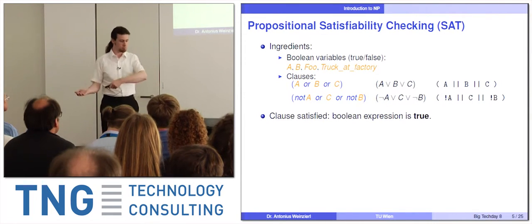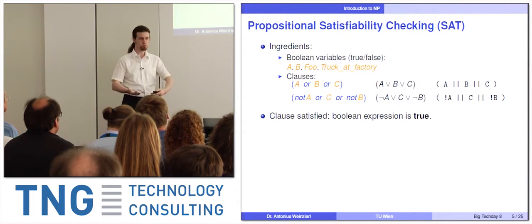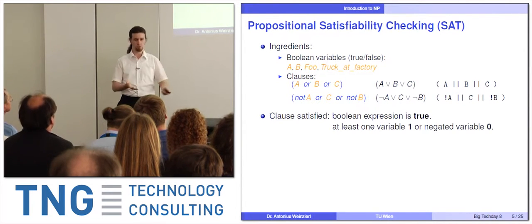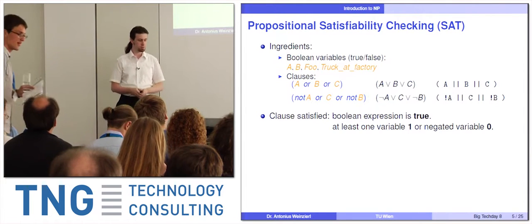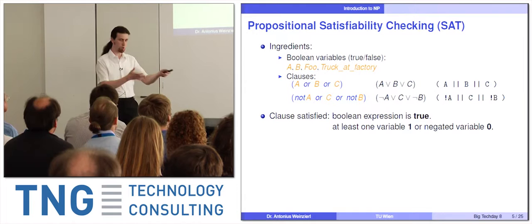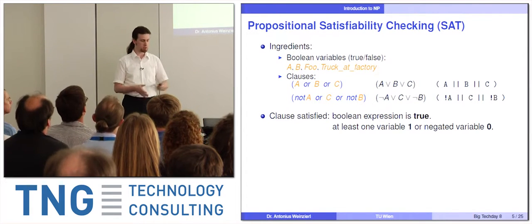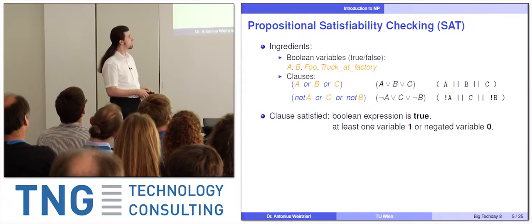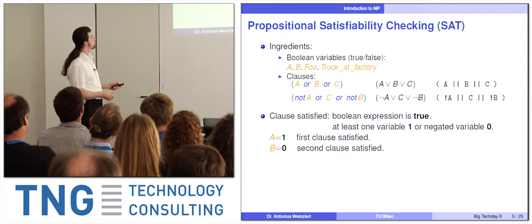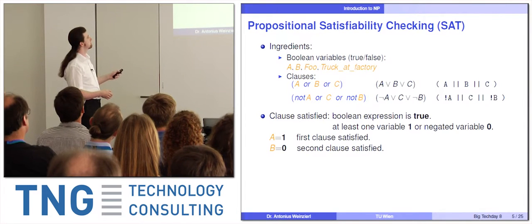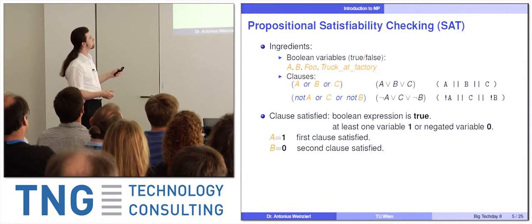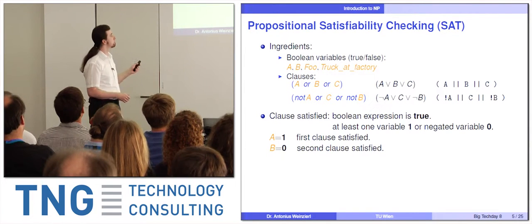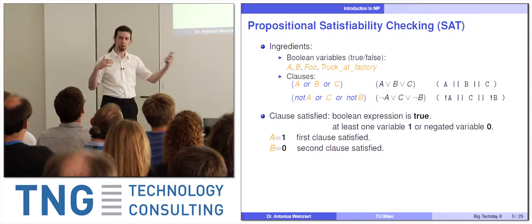So a clause then is satisfied whenever the expression evaluates to true. This means that at least one positive variable is assigned the value true or 1, or a negated variable is assigned the value 0. So quick example, if we have the assignment A is true and B is false, then the first clause is satisfied because here A is true, and the second clause is also satisfied because here we have not B. B is false, the negation of B is true, so therefore something or something or something true evaluates to true.